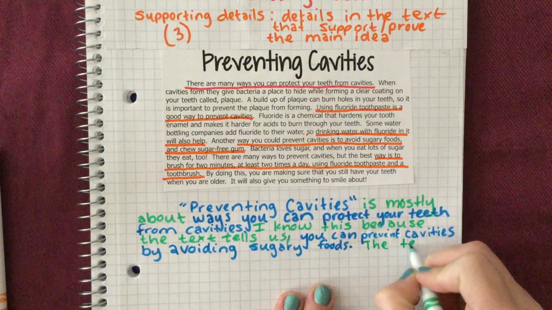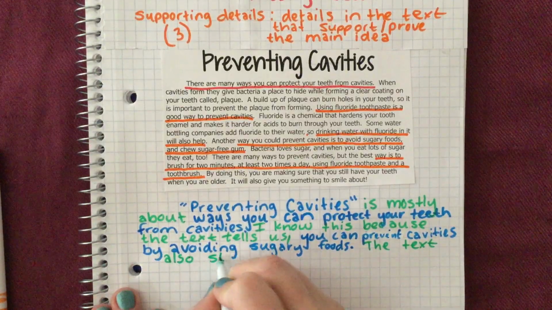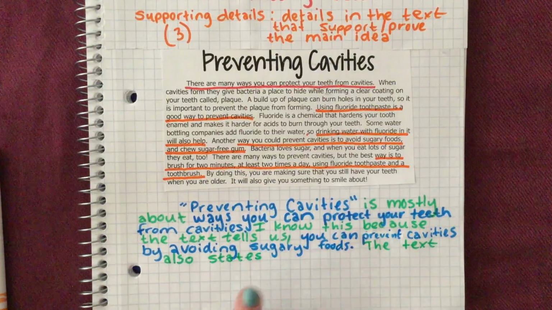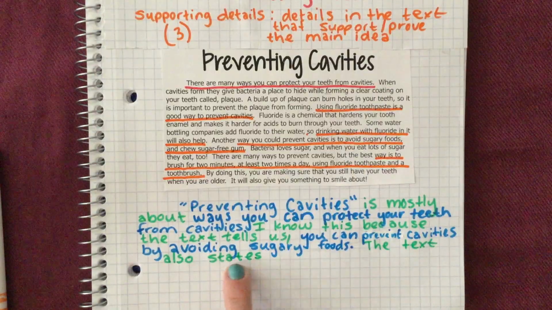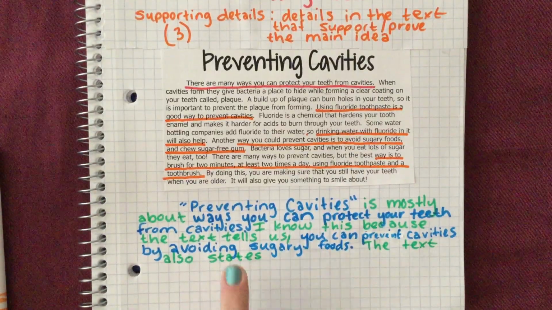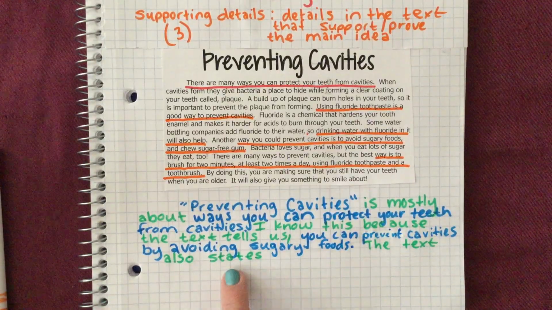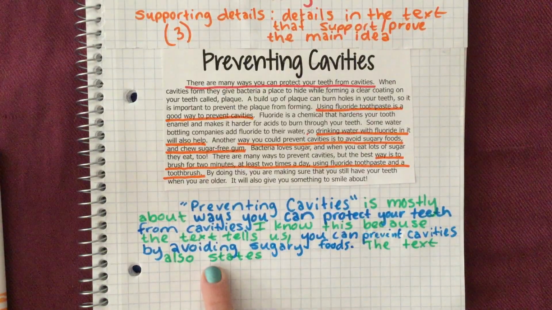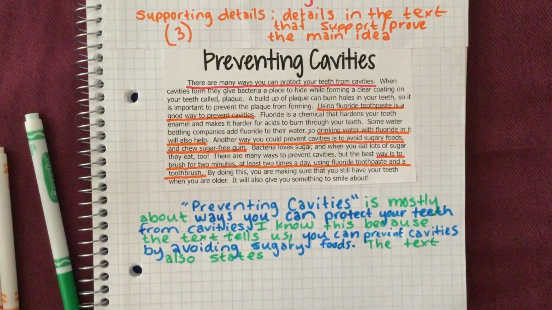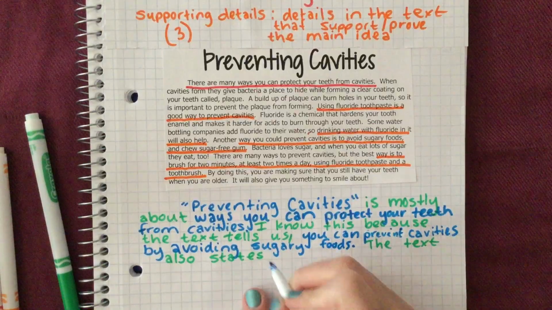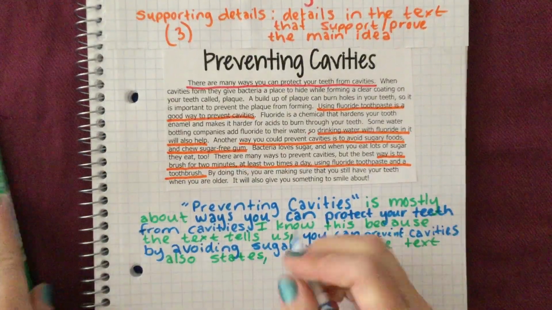The text also states. Now, I chose the word states instead of says or tells us. I'm actually going to use the words directly from the text, because if I'm saying it's stated in the text, that means I need to use the words from the text. Remember, this is what you're going to do in 5th grade. So I've got to use those quotation marks. Uh-oh, don't forget my comma.